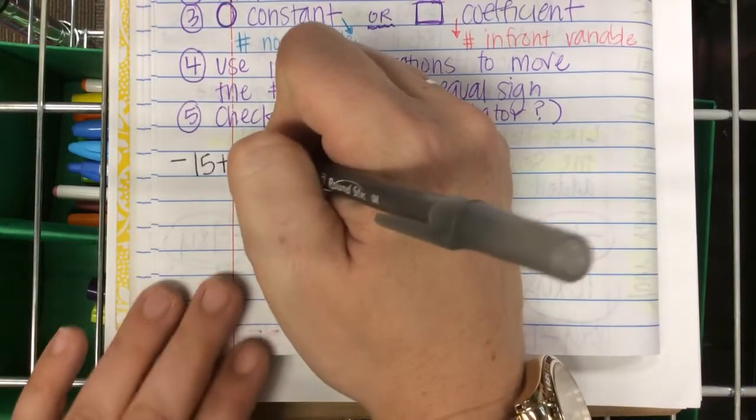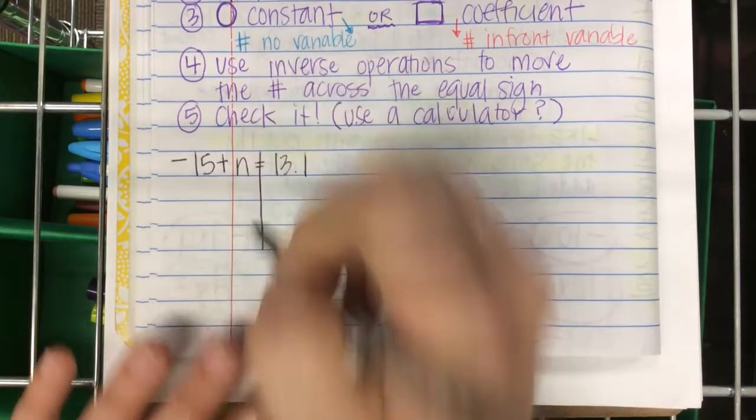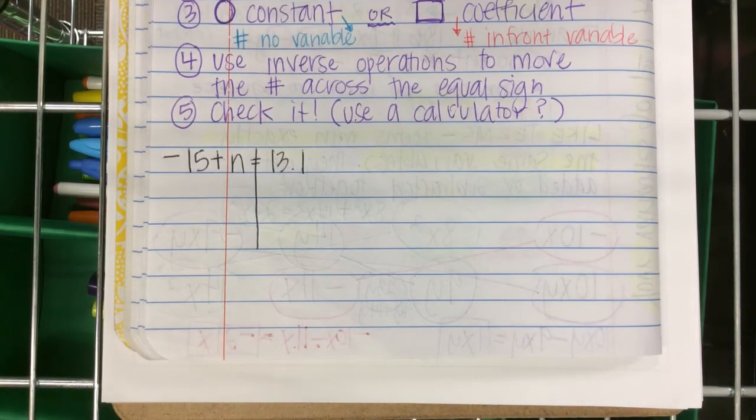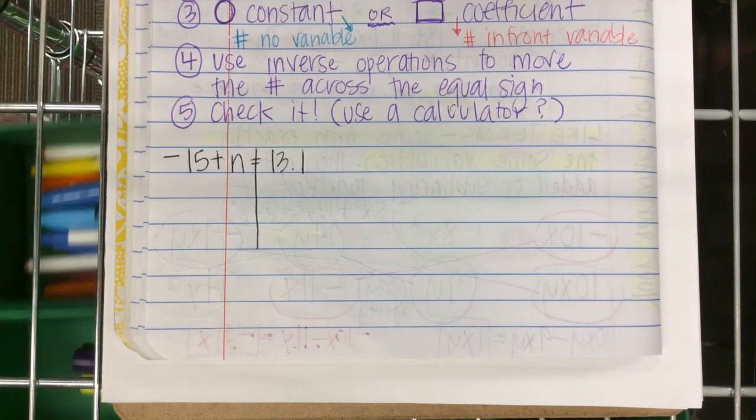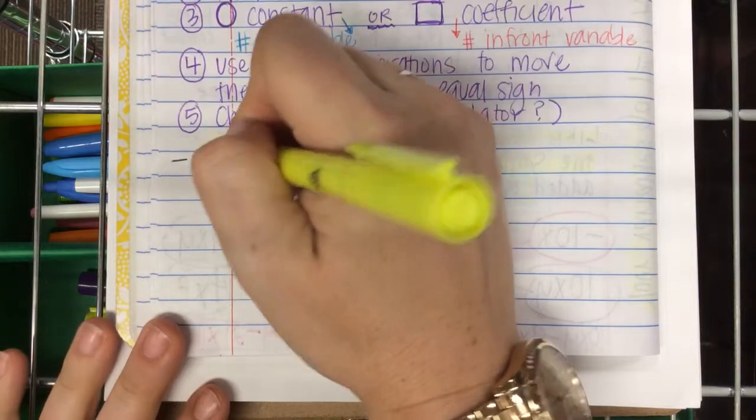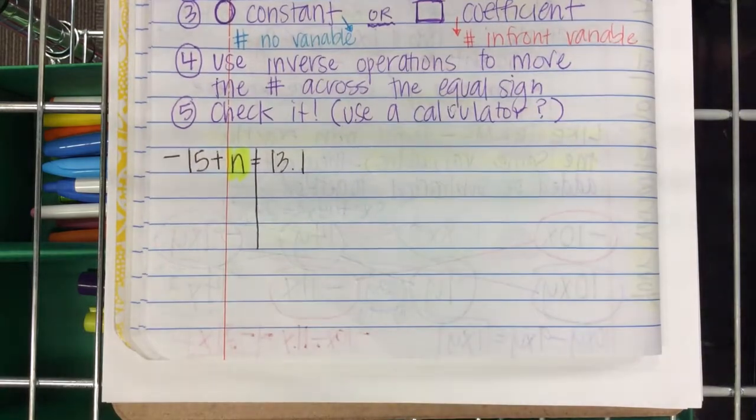Here's my line, or my equal sign. That was easy, right? Step number 2. What's step number 2? Morgan. Find the variable. Found it. That was easy.